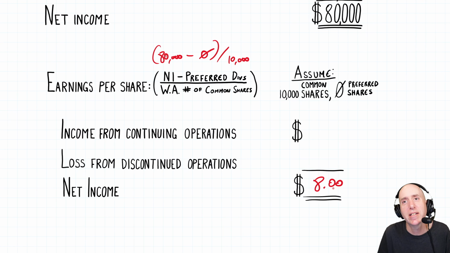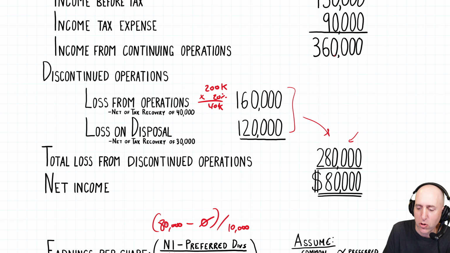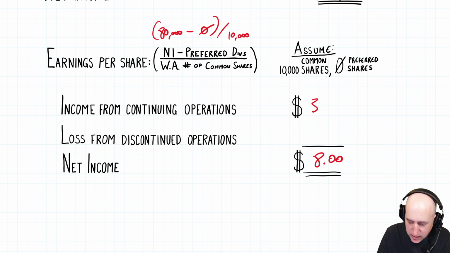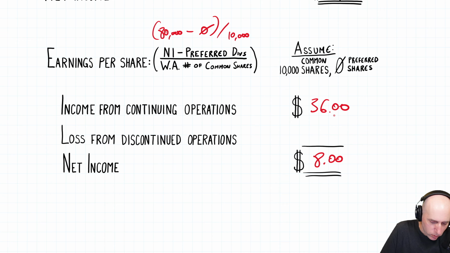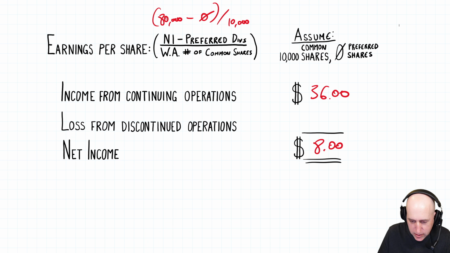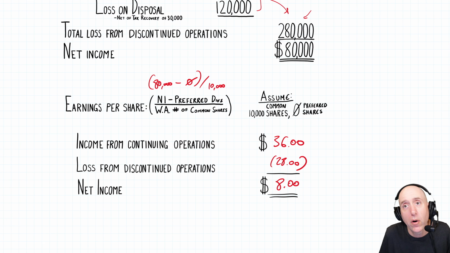Because we had discontinued operations, shareholders also want to know, well, what's my earnings per share from your continuing business? And it's going to be 360 minus 0 divided by 10,000. It's going to be 36. And what's the loss from discontinued operations? And it's 280 divided by 10,000. It's 28. So there's our earnings per share data, and we want to tell shareholders that, and that will appear on the face of income statements in intermediate accounting.